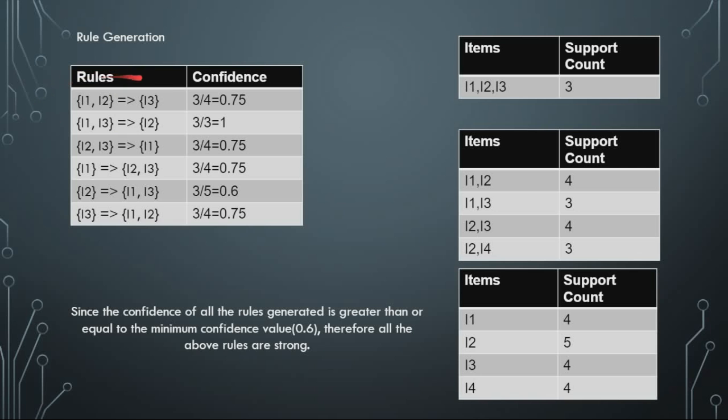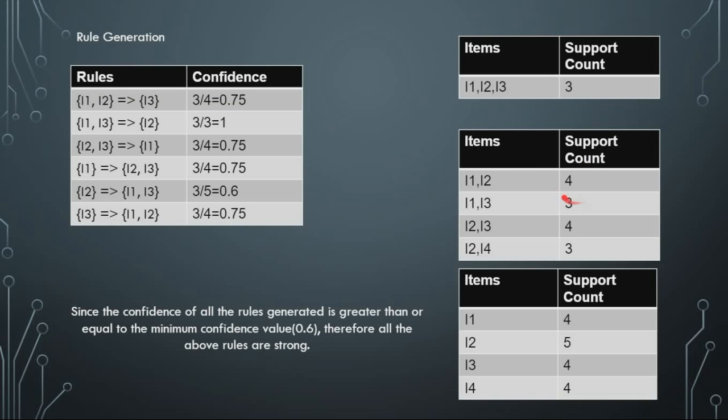We will now compute the confidence. So we have I1, I2 gives I3. We already said that we will compute it by using the support of both antecedent and the consequent together, divided by the support of the antecedent. So in all the rules that are generated, the support of both antecedent and consequent together, the support of I1, I2 and I3, will be the same, that is 3. So the numerator in all the cases will be 3. Now let's look at the denominator, in which we will consider the support of the antecedent.